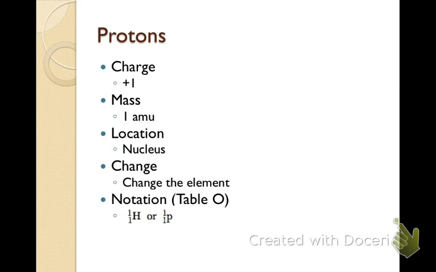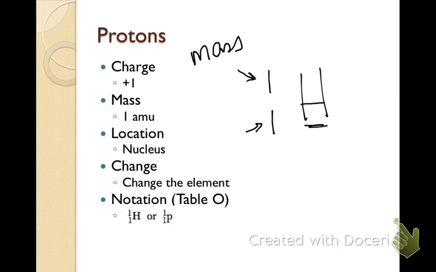So if we remember for the isotope, if we take a look at these notations, we have 1, 1, H. The H stands for a hydrogen atom. The 1 at the top stands for the mass. And the 1 at the bottom stands for the number of protons, or atomic number, not atomic mass. So we see here that it has 1 proton and has a mass of 1.